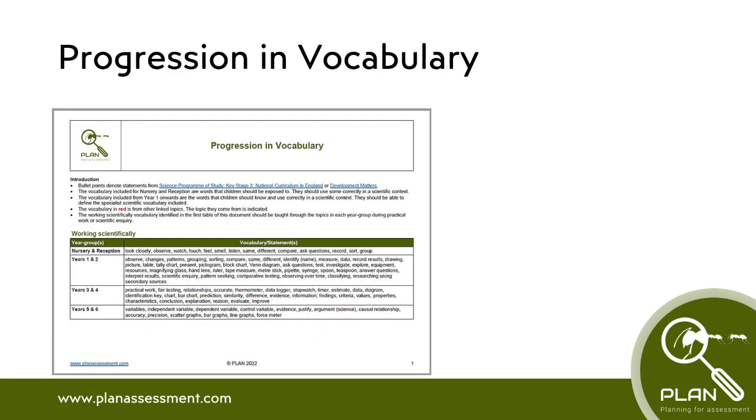The progression in vocabulary provides schools with a progression in the vocabulary for science from nursery to year 6, including the words that children should be exposed to in EYFS, the words that children should know and use correctly in a scientific context in Key Stage 1 and 2, and the working scientifically vocabulary that should be taught through the topics in each year group during practical work or scientific inquiry.